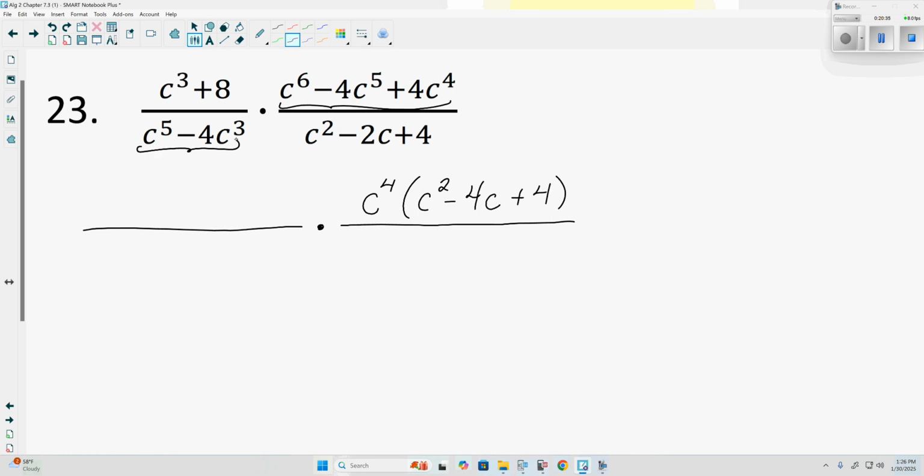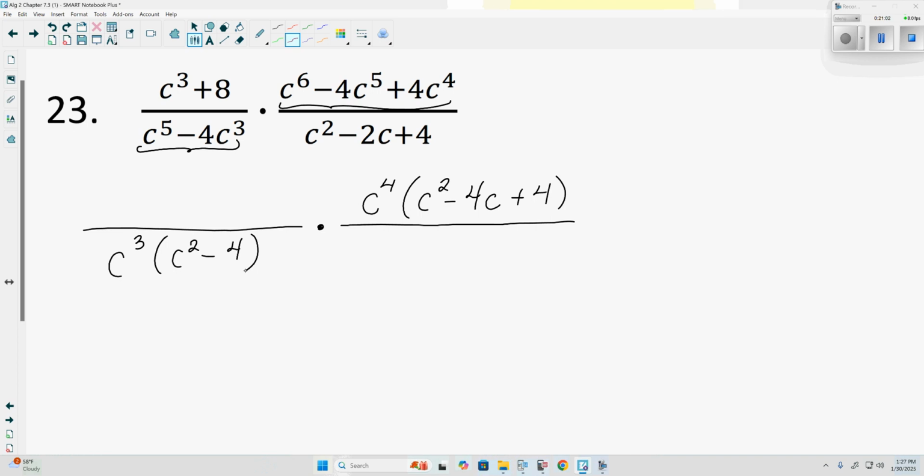Let's look down here. C to the 5th minus 4c cubed. What's in common with these two terms? What power? To the 3rd. And if we factor out the c cubed, we're left with c squared minus 4. Questions on what we've done so far?